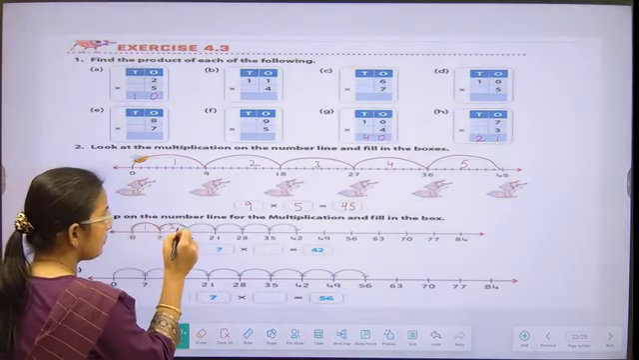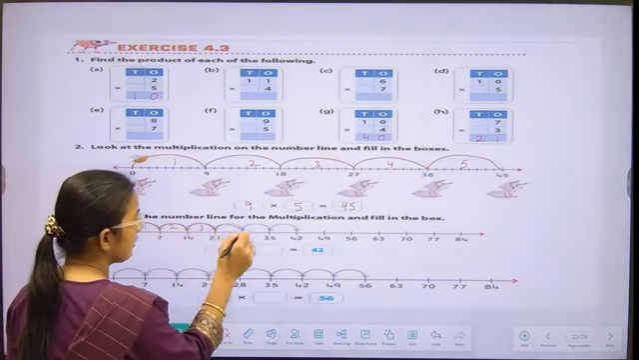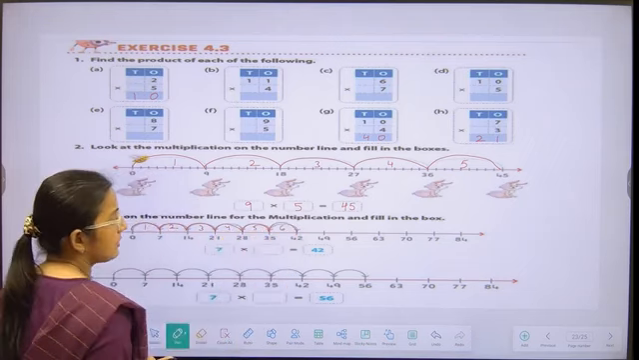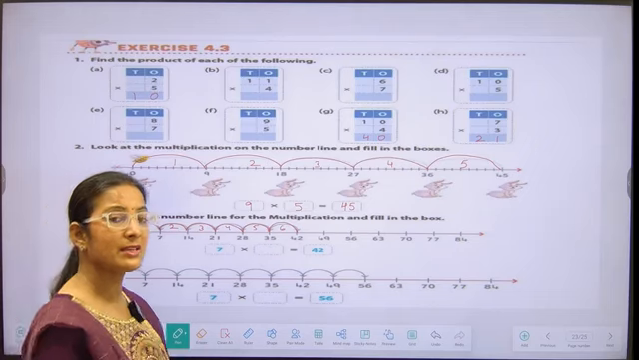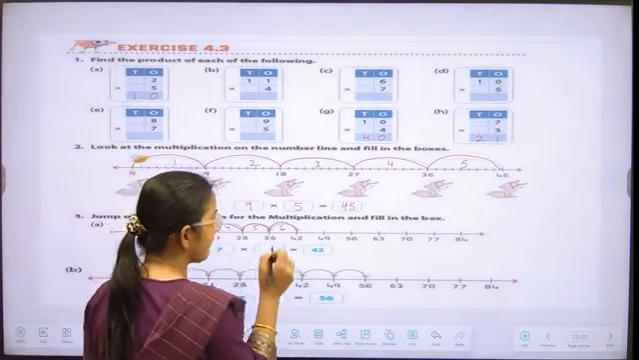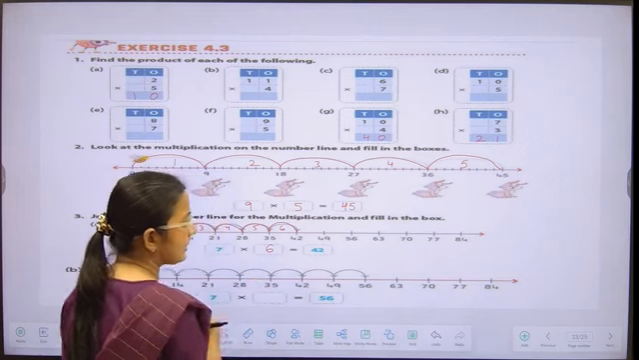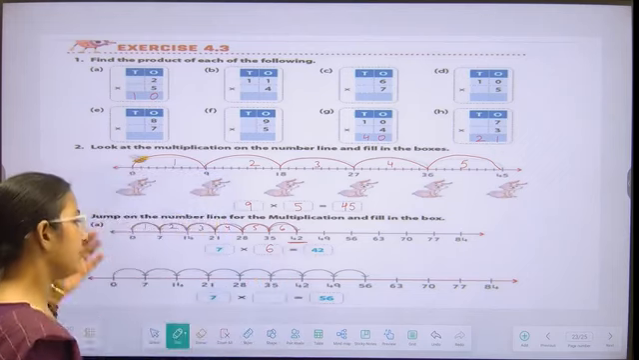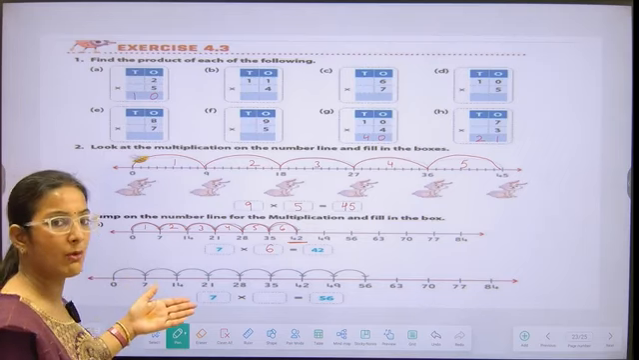1, 2, 3, 4, 5, 6. So how many times are we jumping? 6 times. So we have to write 7 multiplied by 6. And the product is 42, student. Similarly, you can do the B part also.